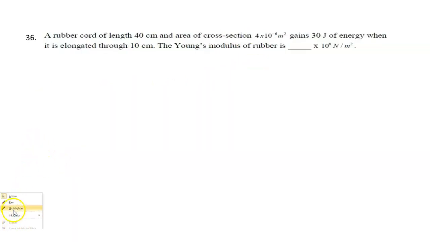Here this is a question related to elasticity. The question given is, a rubber cord of length 40 centimeters and area of cross section 4 into 10 power minus 6 meters square gains 30 joules of energy when an elongation through 10 centimeters. The Young's modulus in terms of 10 power 8 Newton per meter square is.